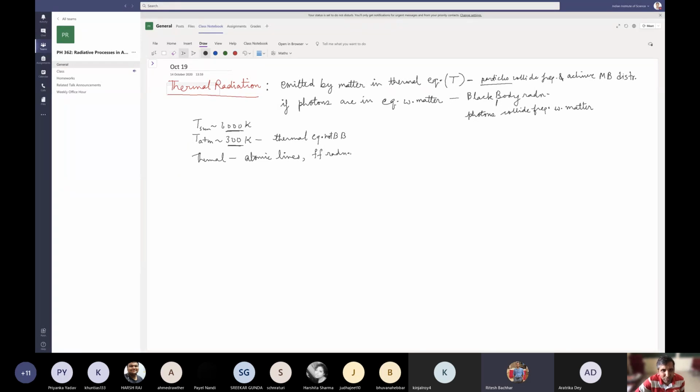But what I'm saying is, even if you have a thermal radiating gas, its photon distribution is very different from Planck. You can have free-free radiation, atomic lines, bound-free radiation. Most of these radiations are thermal radiations, but not black body, because the black body condition means that matter is optically thick, not optically thin.